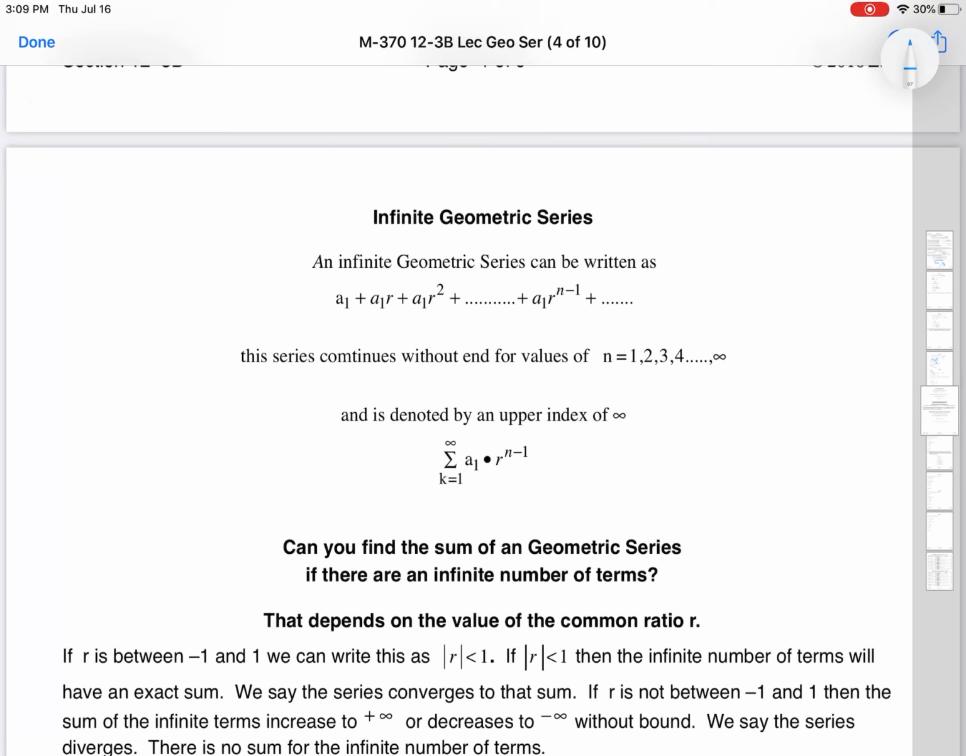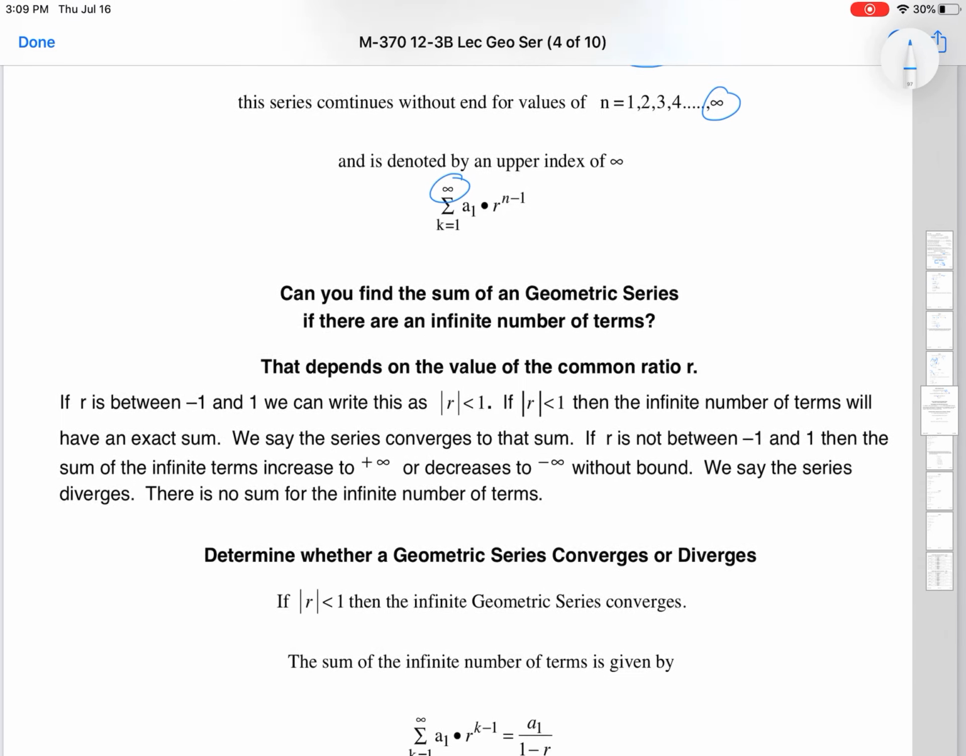So an infinite series can be written as a1 geometric series, a1 plus a1 times r plus a1 r squared, right, using the recursive definition. And it's going to go on forever. That's why it's infinite. And so they'll utilize this infinity symbol.